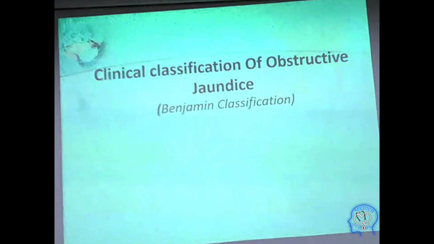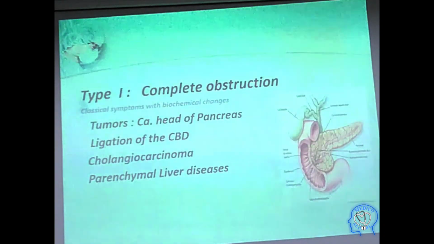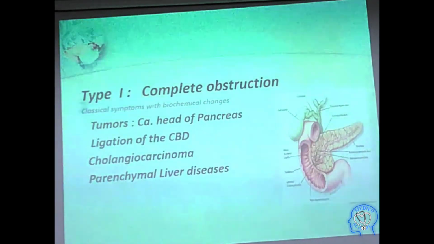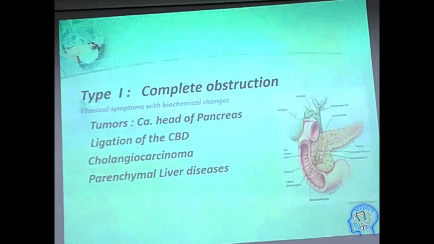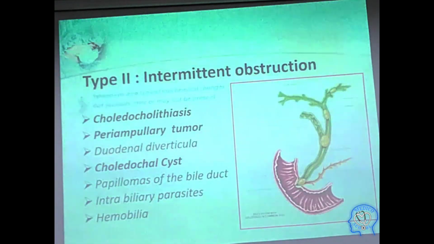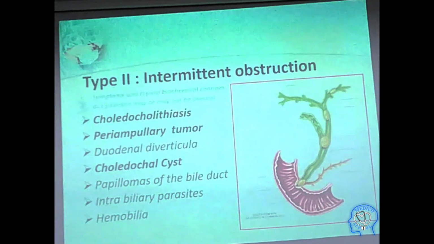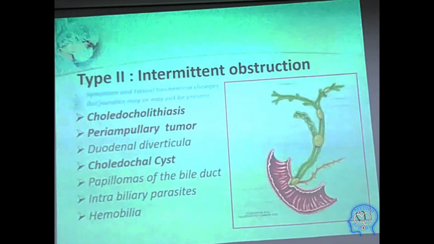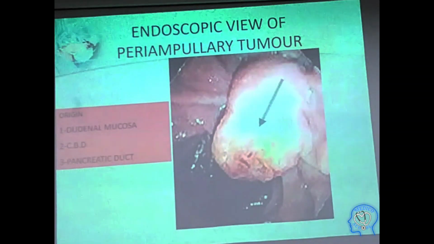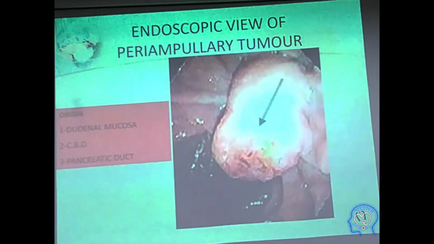There is one classification of obstructive jaundice, that is the Benjamin classification. Type 1 is complete obstruction of the full passage, which includes tumor of the head of pancreas, ligation of the CBD because of some surgery, cholangiocarcinoma and parenchymal liver abscess. The other type is intermittent obstruction. In this, the patient might have choledocholithiasis, periampullary tumor, luminal diverticula, choledochal cyst, papilloma of the bile duct, intrabiliary parasites, and hemobilia. This is the endoscopic view of a periampullary tumor to be differentiated over there.